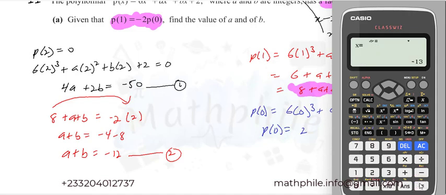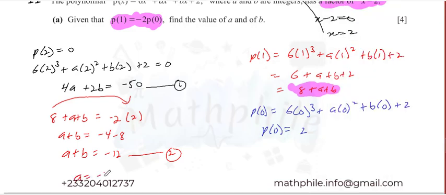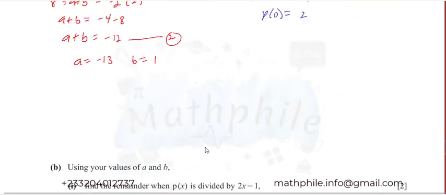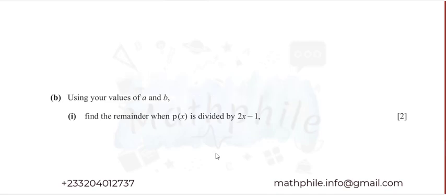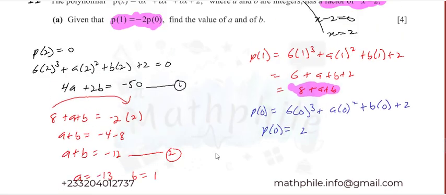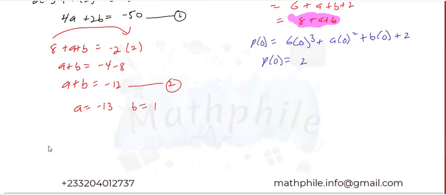This gives you a equal to negative 13 and b equal to 1. So a equals negative 13 and b equals 1. Is there more? Okay, there is more. Using the values of a and b, find the remainder when p of x is divided by 2x minus 1. So let me write p of x, since we now know what a and b are.